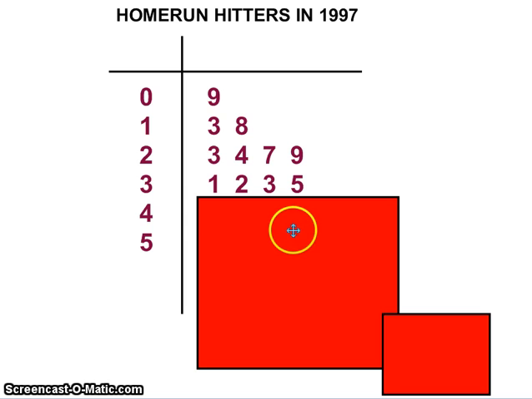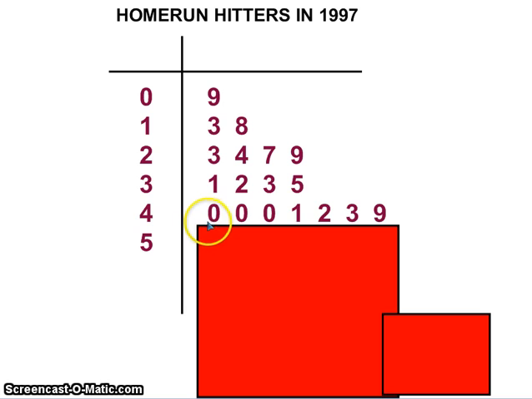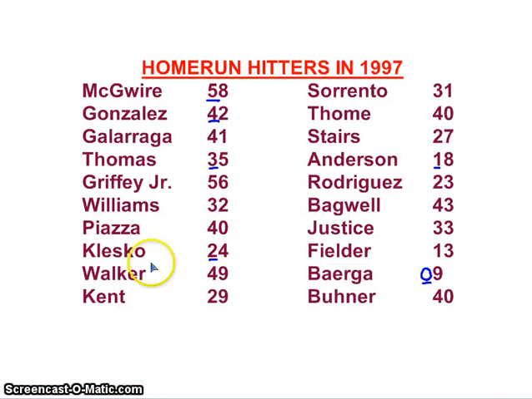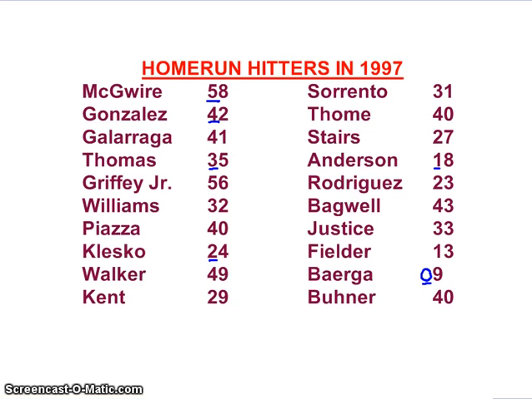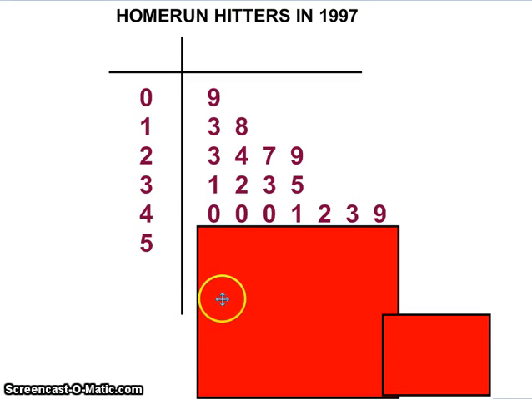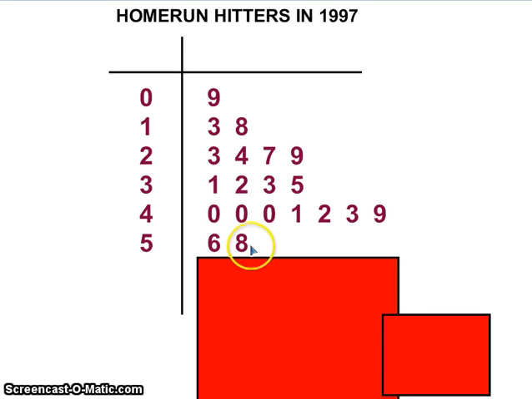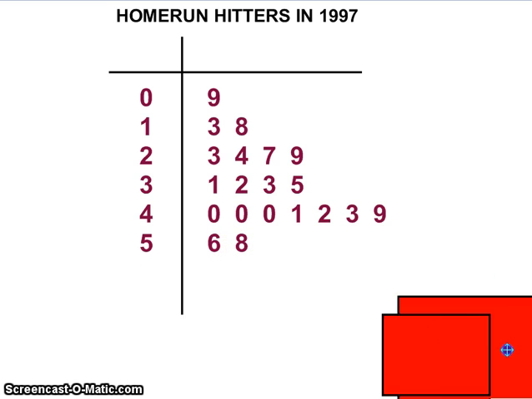I had a lot of 40s. And in fact, I had 3 numbers that were 40. 40, 40, 40, 41, 42, 43, and 45. So we see the number 40, Mike Piazza, Jim Thome, and Jay Buhner. Okay. Now we have our 50s, and that was Ken Griffey Jr. and the cheater Mark McGwire. Okay, 56 and 58. All right. So there is the data represented in a stem and leaf plot.